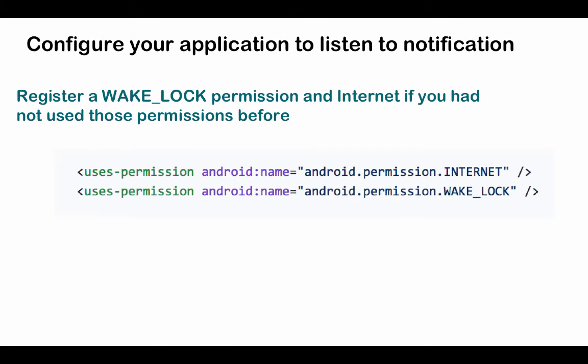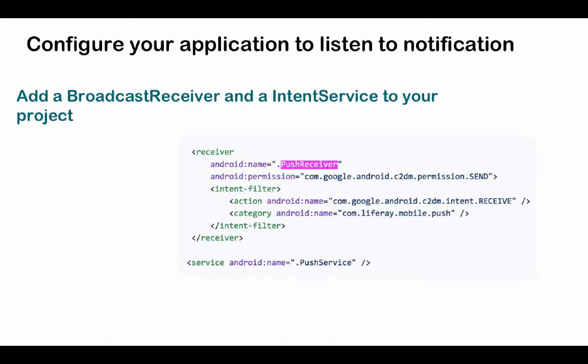Now it's time to configure your application to listen to the notifications. To do that, first, you will need to add a permission so your application can connect to the internet. Also, you will need to add the wake lock permission. You will add these permissions inside the Android manifest.xml file of your application. You will need also to add a broadcast receiver into your manifest file. We will see the implementation of the broadcast receiver during the demo.